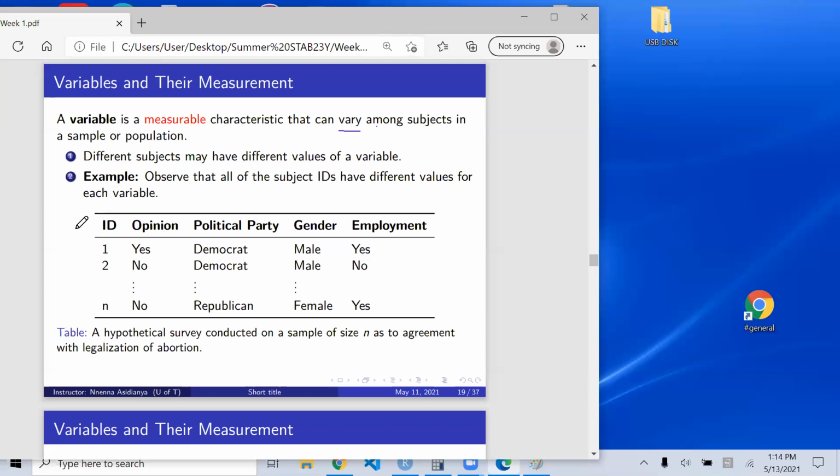But to be clear, this is not going to be used in the analysis because it doesn't make any sense. It doesn't really serve any purpose other than to label different people with different ID numbers, but it doesn't give us any information.